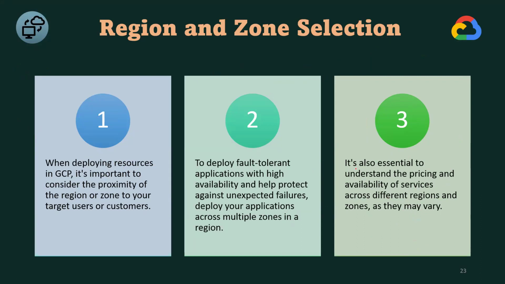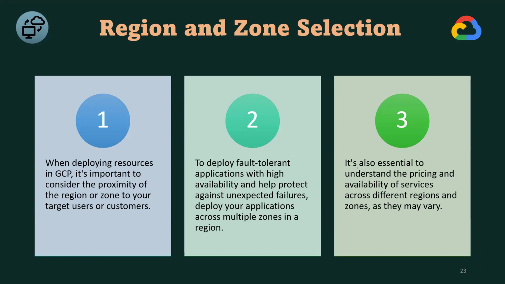It is essential to understand the pricing and availability of the services across different regions and zones, as they may vary. So whenever you wanted to create or deploy a resource, you understand the availability and you understand the pricing. Then you go for choosing the region or zone. This is what we call selection criteria point 3.